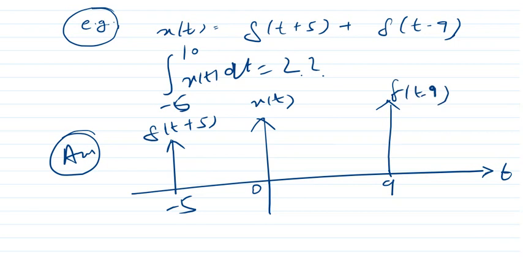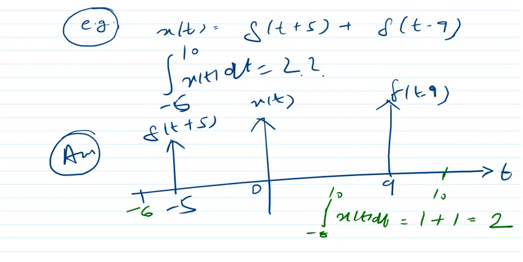What is the integration? The integration is from minus 6 to 10. Now if we integrate x(t) from minus 6 to 10, how many impulse areas are there? This is one area, this is one area. There are two areas. So basically our answer is 2.